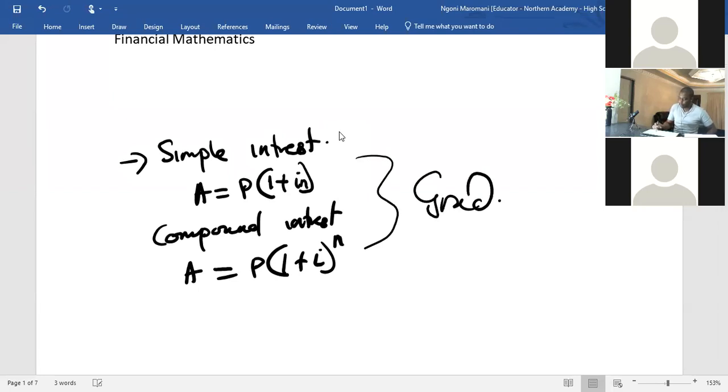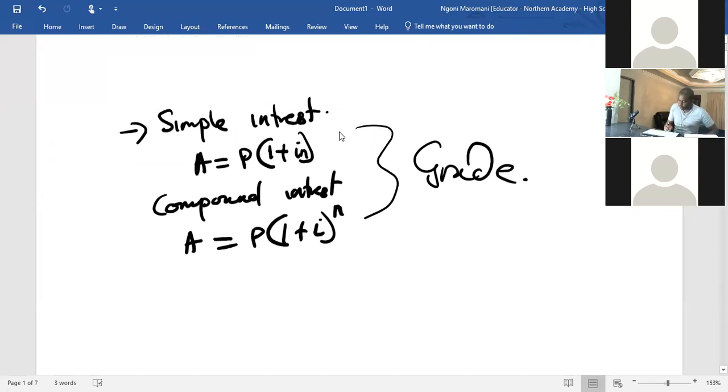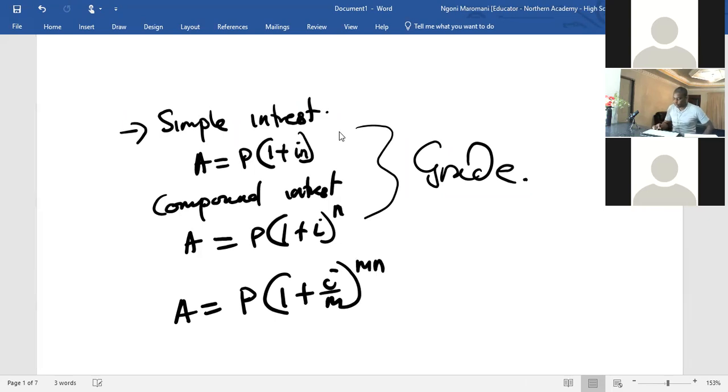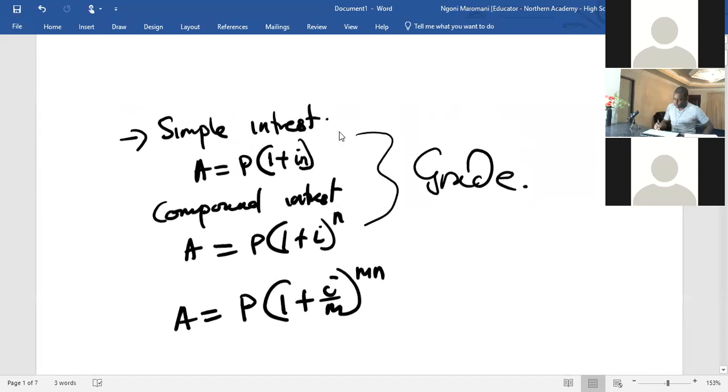Yes, sir. Then in grade 11, we were introduced to the compound interest, which we gave as A equals P into 1 plus i over m to the power mn. Do you see that one, guys? Yes, sir. Right. What is A? Can you give me what A represents? What's A in all of these formulas? What does A represent?